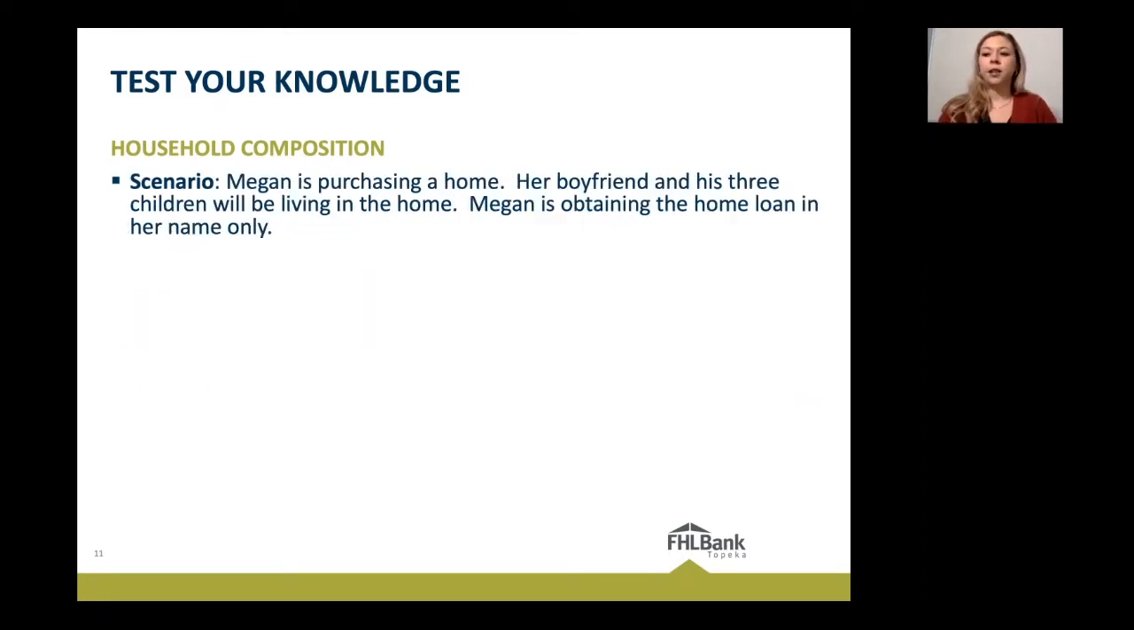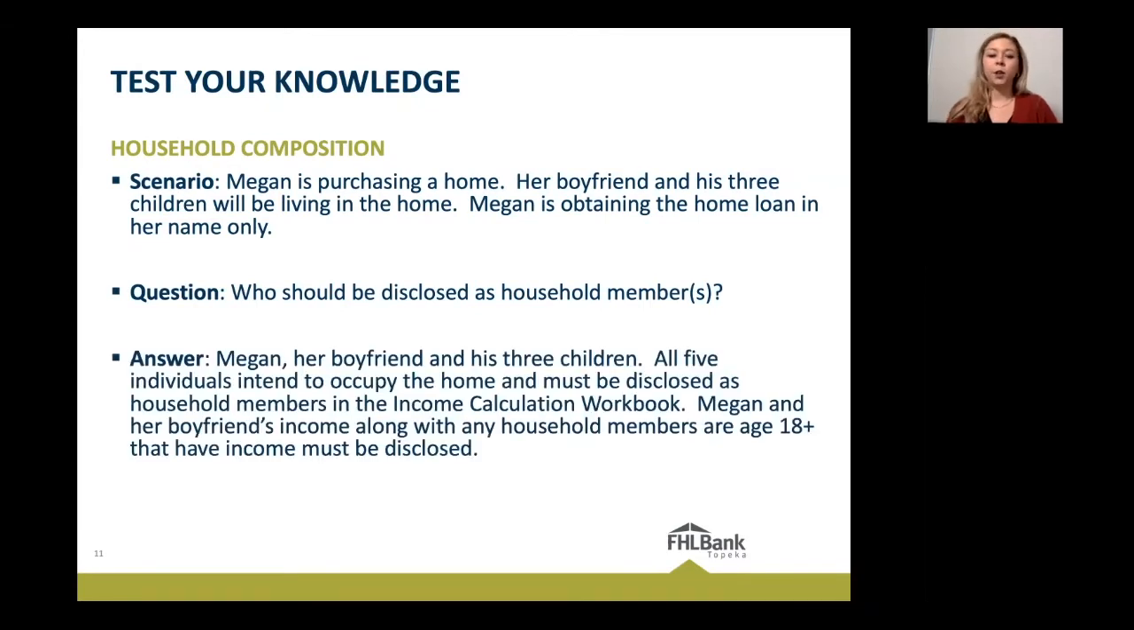Megan is purchasing a home. Her boyfriend and his 3 children will be living in the home. Megan is obtaining the home loan in her name only. In this scenario, who should be disclosed as household members? Megan, her boyfriend, and his 3 children. All 5 individuals intend to occupy the home and must be disclosed as household members in the income calculation workbook.